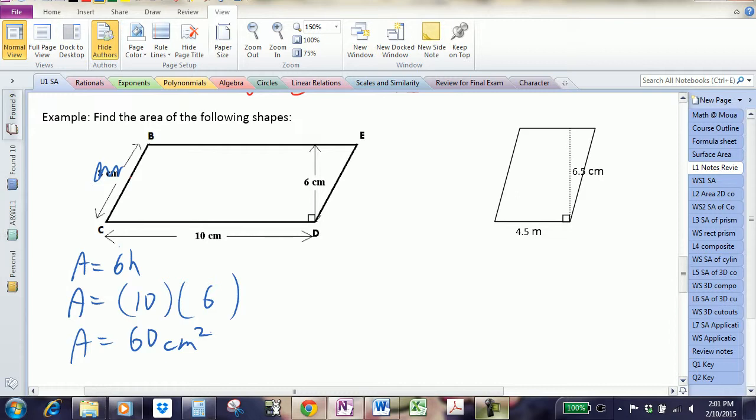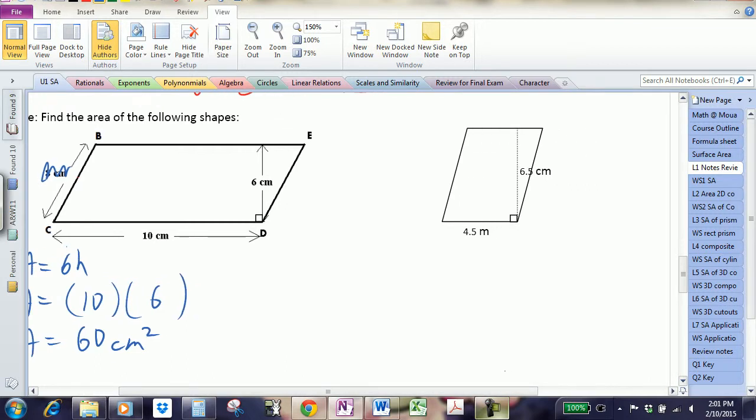Good. How many people got 60 centimeters squared? Oh, brilliant. Bunch of geniuses. Love it. Okay, Smarties, what's wrong with the second one? What's the first problem we got? So I won't give you two the same. What's up with it? What do you think? Come on, who's going to be brave? Yep.